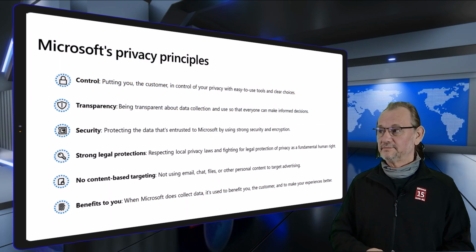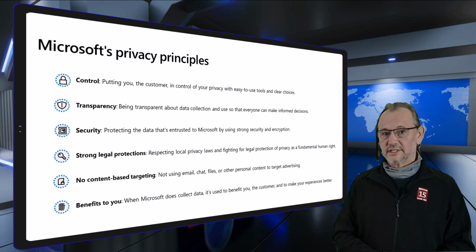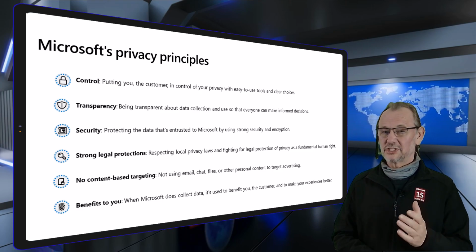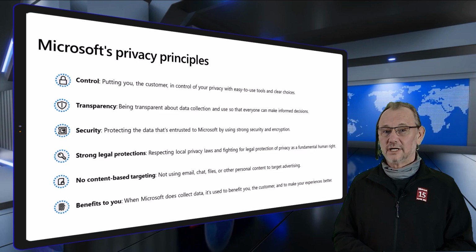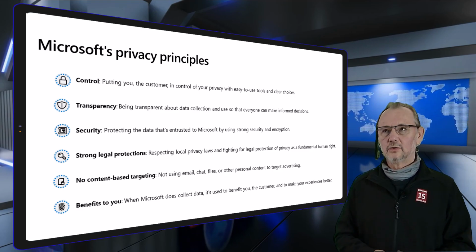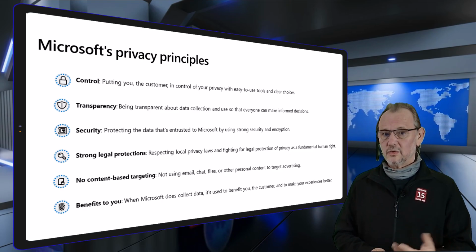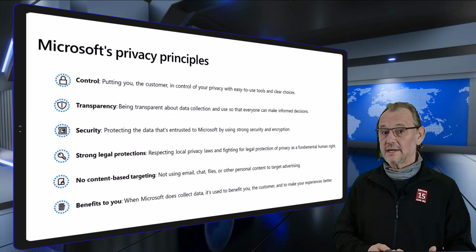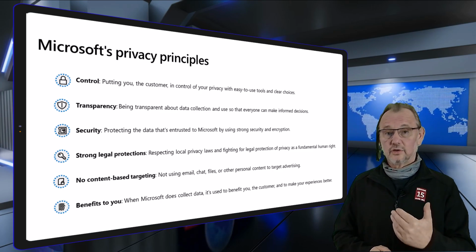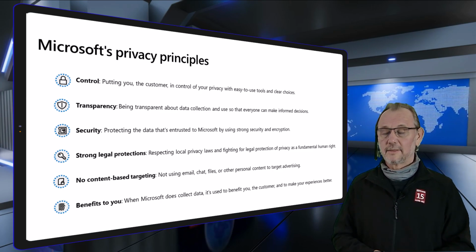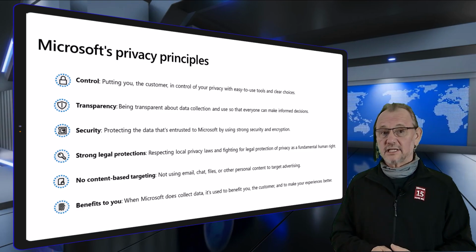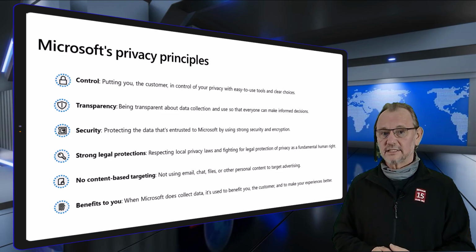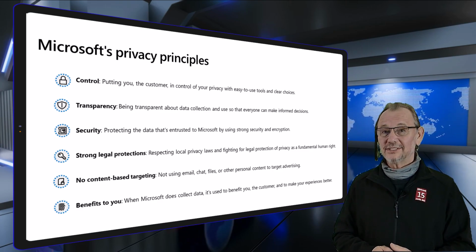Microsoft Privacy Principles. Microsoft products and services run on trust. Microsoft focuses on 6 key privacy principles when making decisions about data. Privacy is about making meaningful choices about how and why data is collected and used. It is about ensuring that you have the information you need to make choices that are right for you across all Microsoft products and services. The 6 privacy principles are: Control, putting you, the customer, in control of your privacy with easy-to-use tools and clear choices.